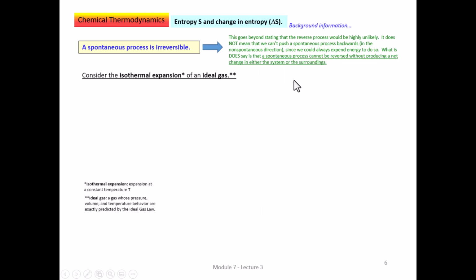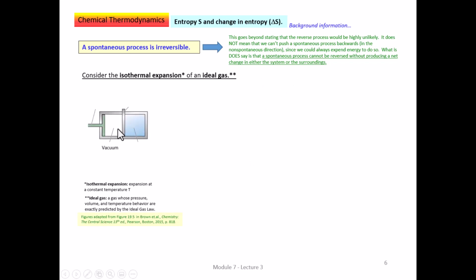Let's consider another thought experiment. We'll consider the isothermal expansion of an ideal gas. Well, what's an isothermal expansion? An isothermal expansion is an expansion at a constant temperature. And remember, an ideal gas is a gas whose pressure, volume, and temperature behavior are exactly predicted by the ideal gas law. Well, let's look at our thought experiment.